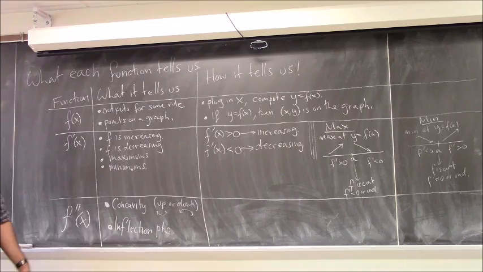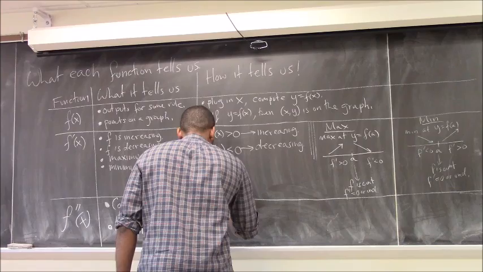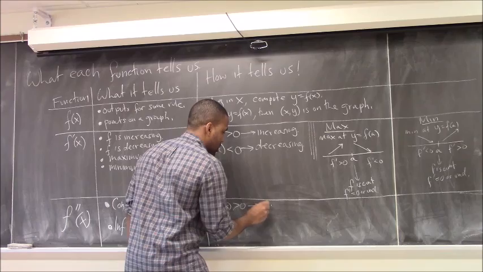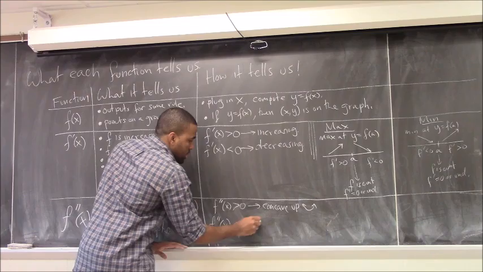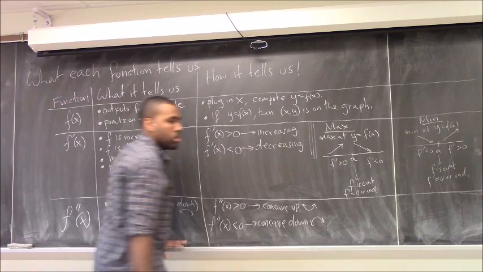So the second derivative tells us about concavity, right? It tells us in the following way. We know that if f double prime is positive, that means concave up. Up like a cup. That means you're shaped like a smiley face. If your f double prime is negative, that means concave down. Down like a frown. You're a frowny face.